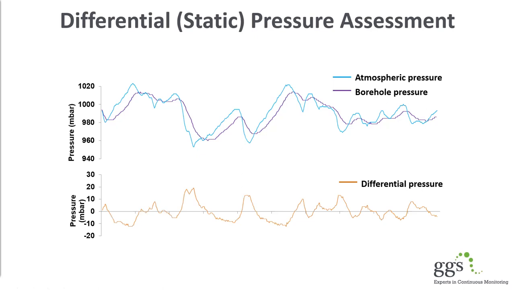But effectively, the difference between those two is known as our differential pressure, on the lower graph there. And what you will find when you're doing your periodic monitoring with your flow instrument is that when atmospheric pressure is below that of the borehole pressure, as we've got here, you get a positive flow rate. And when we do the reverse, so atmospheric pressure is above that of the monitoring well, we'll get a negative flow rate. So your dynamic bit there.